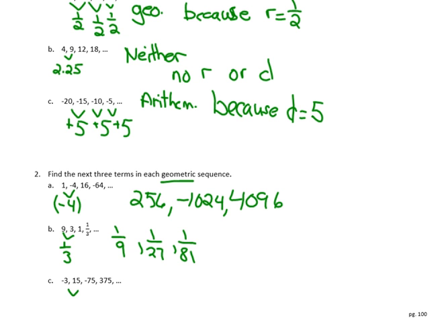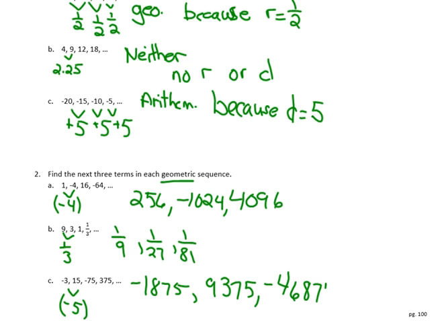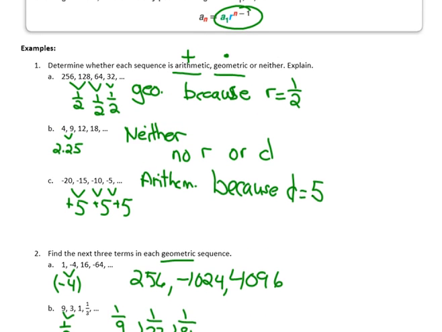For letter C, to get from -3 to 15, we're multiplying by -5. And same thing. So if I have 375 times -5, I'm going to get -1,875. Times -5 again, we're going to get 9,375. Times -5 is pretty big, -46,875.